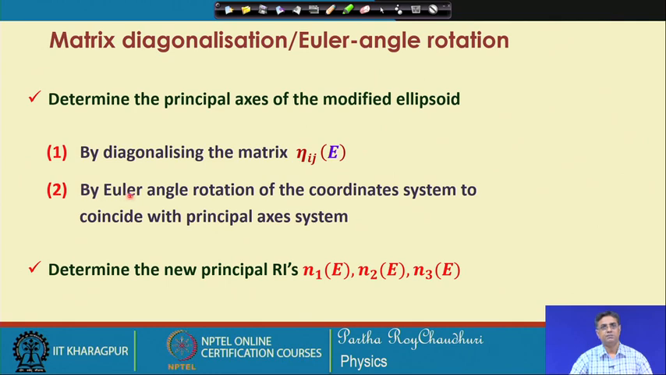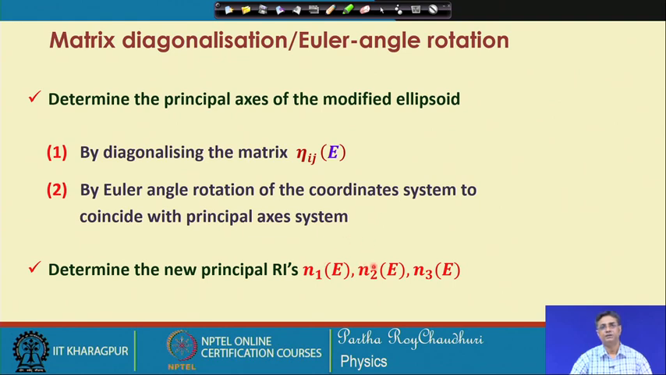The other way is by using an appropriate Euler-angle rotation of the coordinate system, which will coincide with the principal axis system of the medium. This example we have seen, and it is also very useful by looking at the cross terms and the direct terms in the index ellipsoid. Then by doing any of these two operations, we can determine n1, n2 and n3, the new principal refractive indices in presence of the electric field.